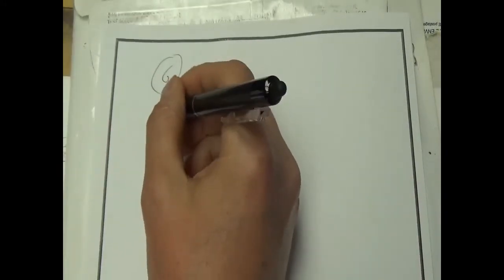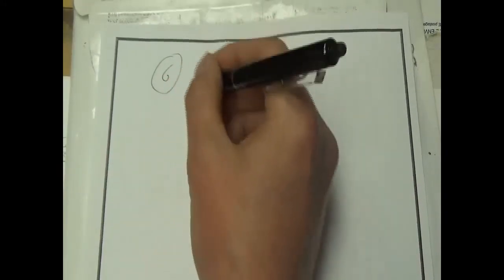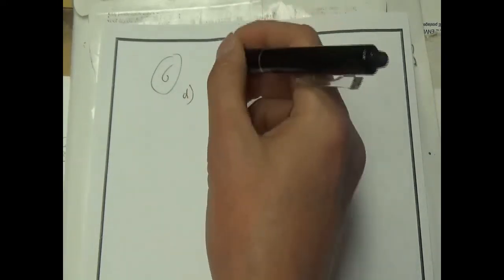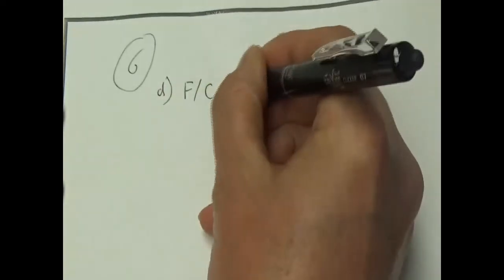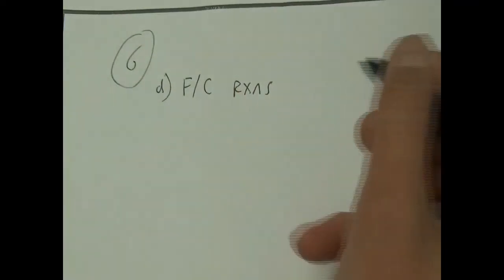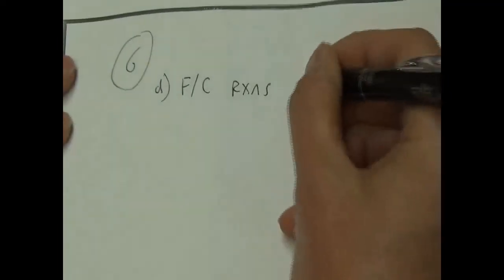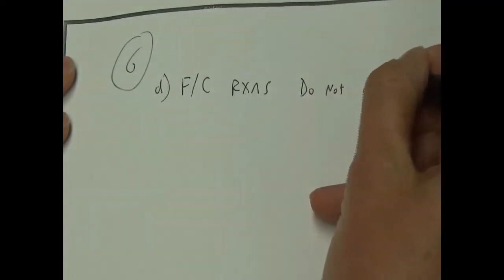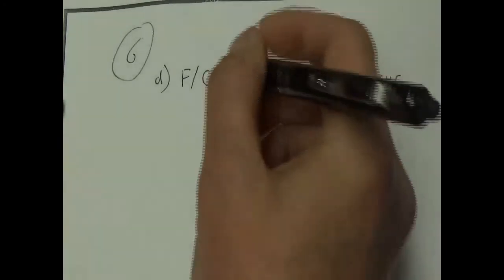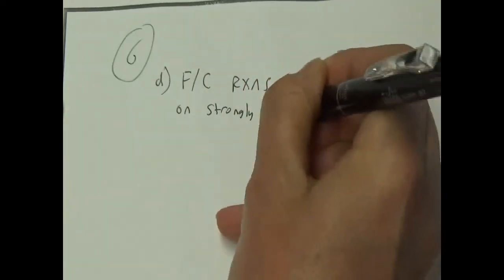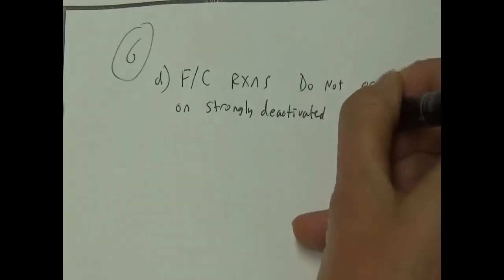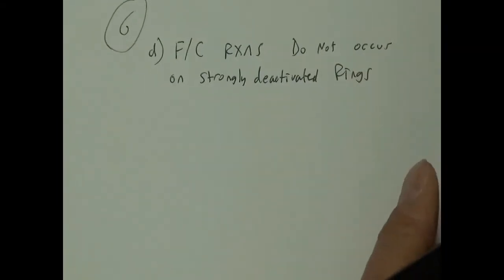Okay, last little strategy. It's not that big of a deal. This one's a little easier than the other ones, but we're pointing out here that Friedel-Crafts reactions, FC reactions, which are the alkylation and acylation reactions, do not occur on strongly deactivated rings.